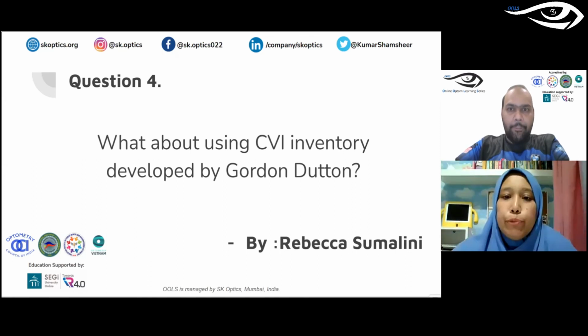Oh yes, send an email to me and my team. We have a committee in Malaysia specific to CVI services throughout Malaysia, and we work with the private hospital, Ara Damansara Hospital, which I mentioned earlier. It is the first private hospital in Malaysia having a cerebral visual impairment service. It is a very conducive environment compared to other settings. I've answered the CVI inventory question already. We don't use Gordon Dutton much.